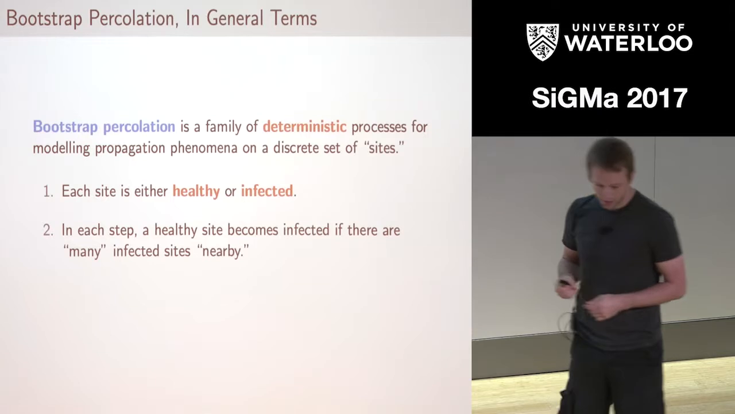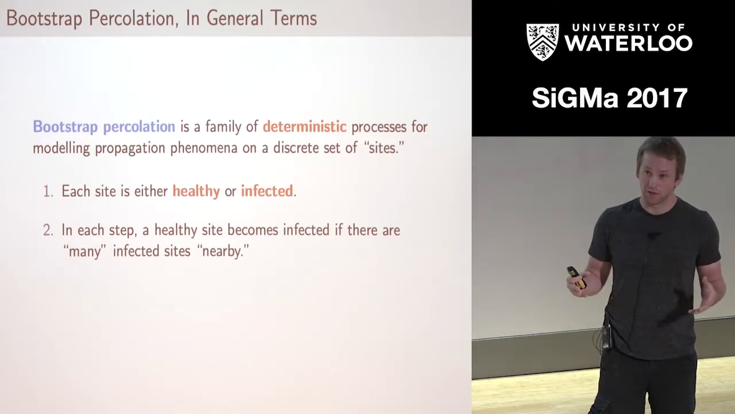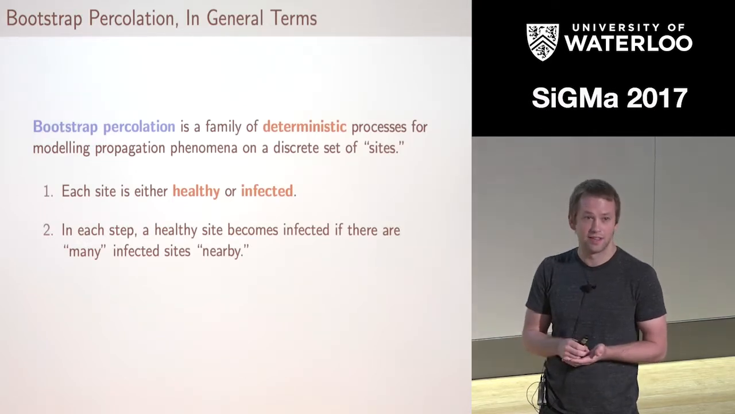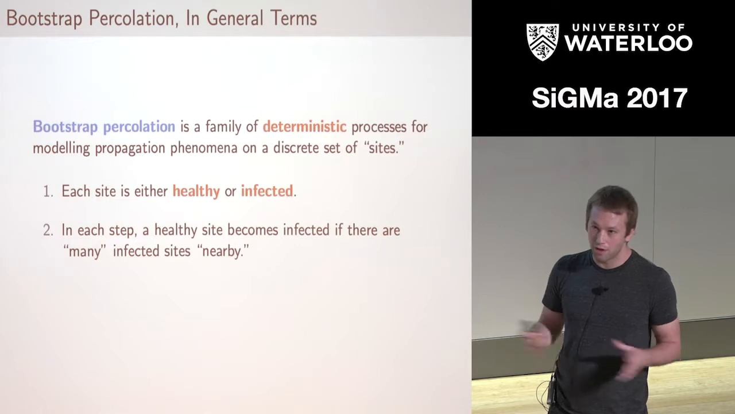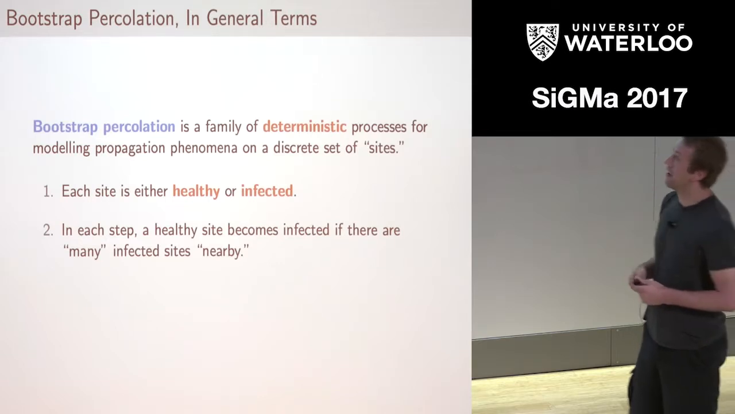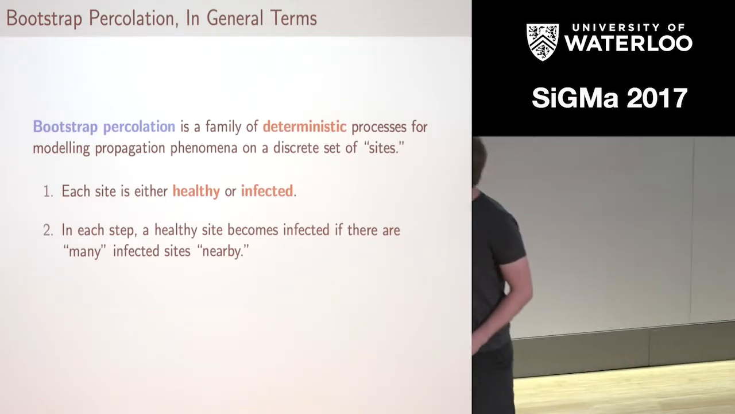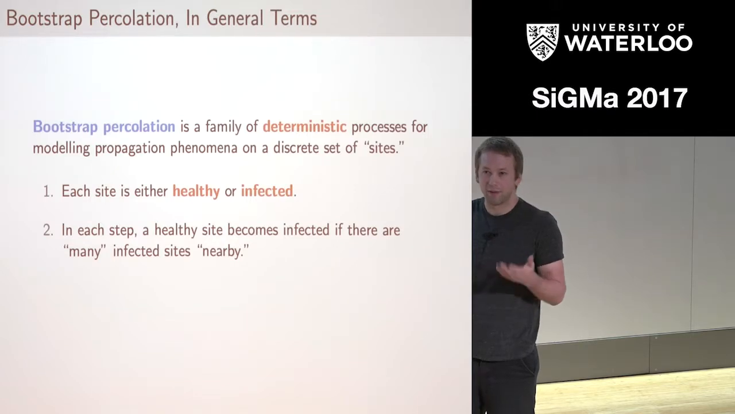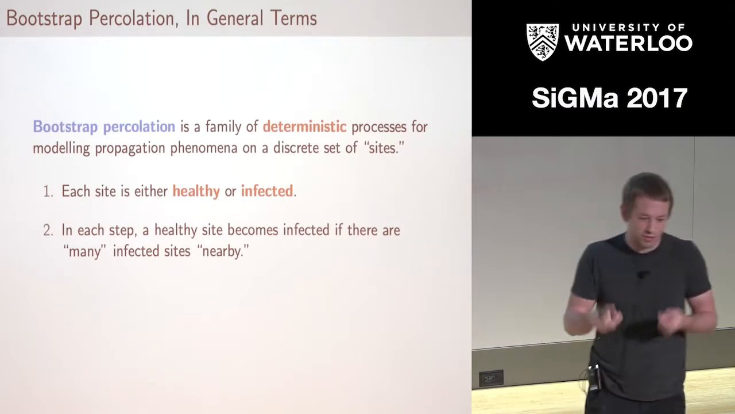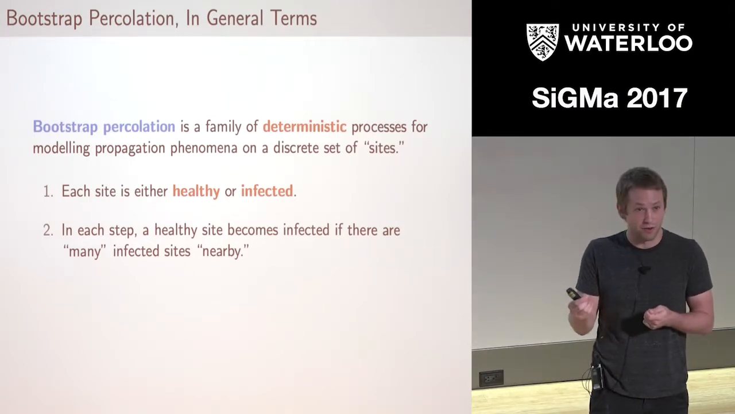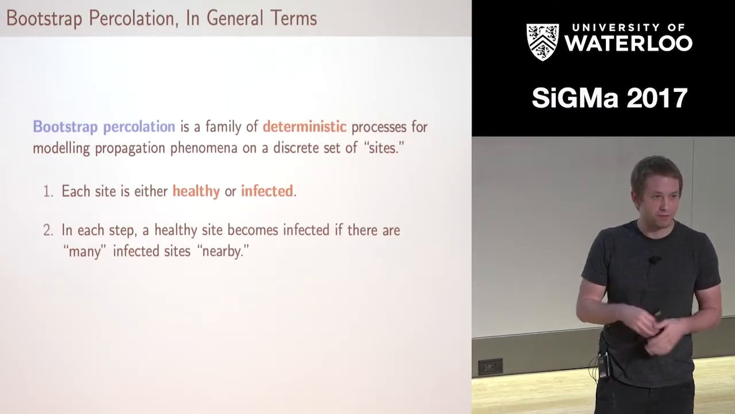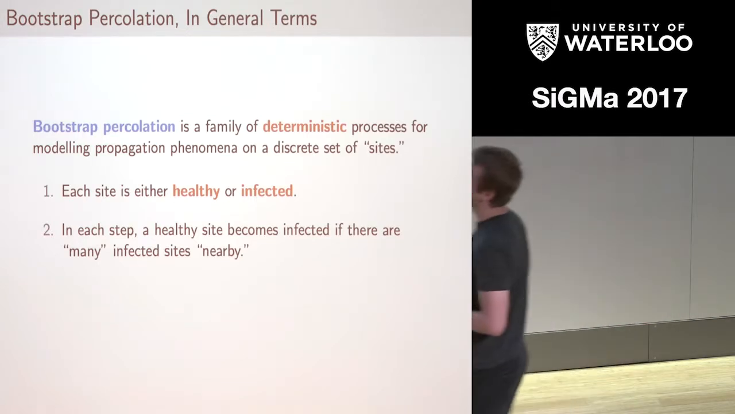The second thing has to do with the way in which the process evolves. The way it typically works is that if you have a healthy site, then it becomes infected if you've got a lot of infected sites "nearby." I put the word nearby in quotes because I don't mean it necessarily in a geometric sense, like Euclidean distance. Nearby could mean at a bounded distance in a graph, or for example, contained in the same hyperedge of a hypergraph, or any kind of local condition.